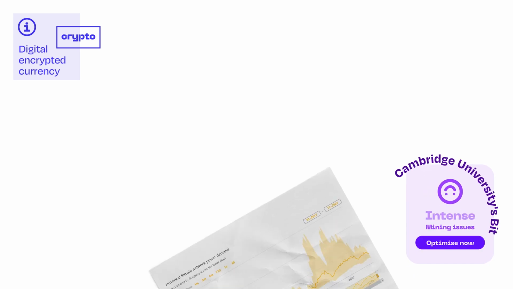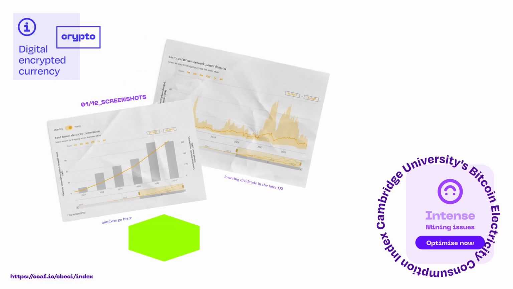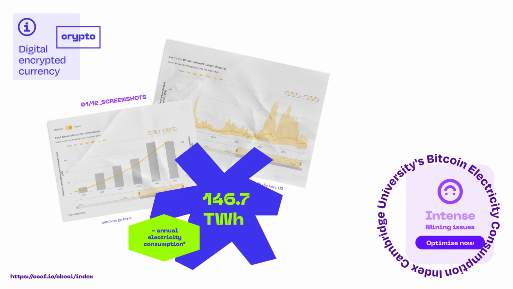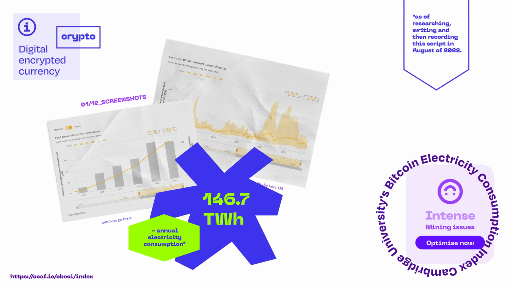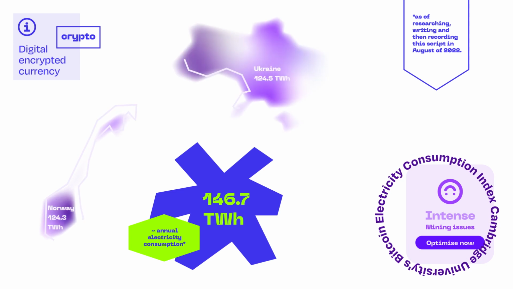Unfortunately, the big drawback of blockchains is their environmental impact. As the most established systems, we'll look at crypto blockchains. Crypto mining is highly energy intensive. Cambridge University's Bitcoin Electricity Consumption Index estimated that Bitcoin mining's annual electricity consumption is 146.7 terawatt hours. For comparison, that's greater than Norway and Ukraine's annual electricity consumption.